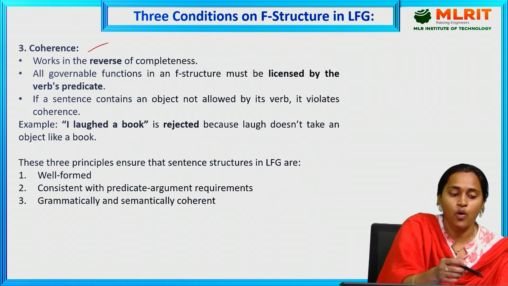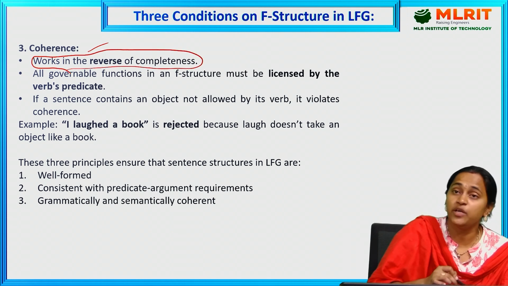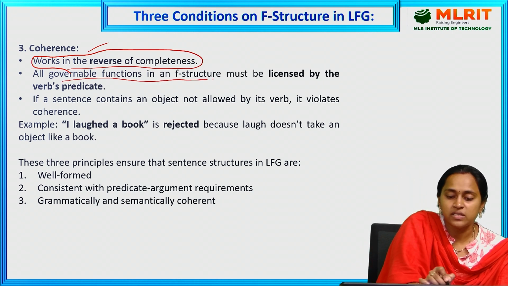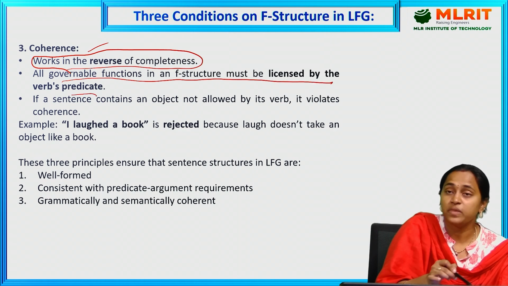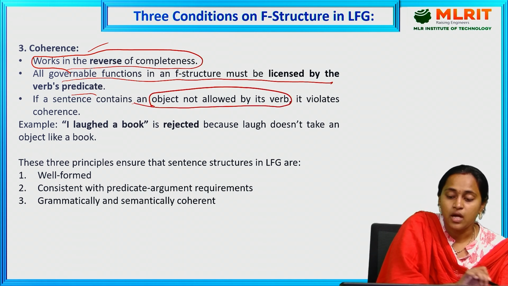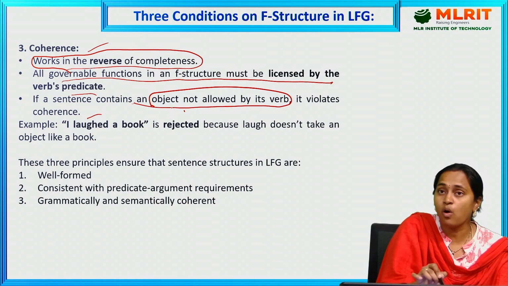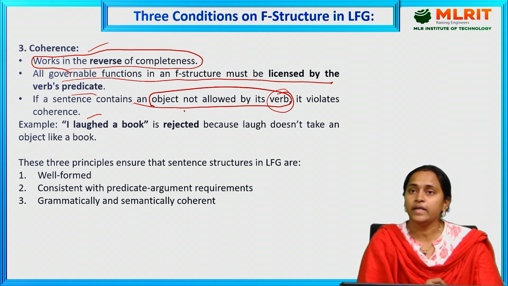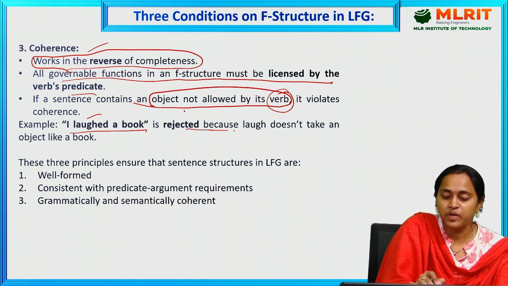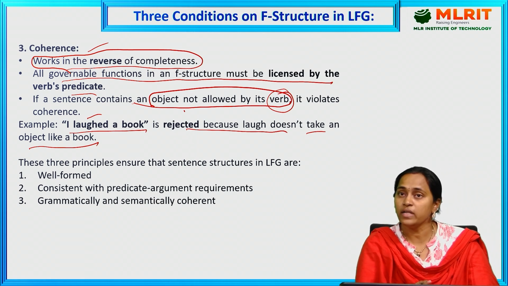Let's see the next one, coherence. What is the meaning of coherence? It works in the reverse of completeness. It will work in reverse order. Governable functions in an F structure must be licensed by the verb predicate. We already know, right? So if a sentence contains an object that is not allowed by its verb, it violates coherence. See the example here. I laugh a book, right? It is rejected because laugh does not take an object like a book. This is a wrong meaning, right? This is a coherence example.